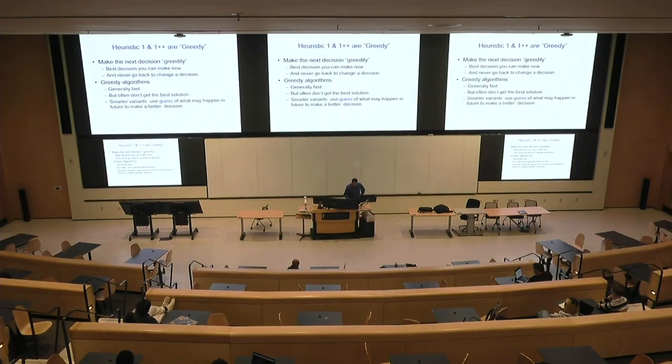So both these heuristics, 1 and 1+++, are what are called greedy algorithms. They make the next decision greedily. They do whatever seems best without changing any prior decision. They never go back and change a decision. So greedy algorithms are generally fast, which is good. They often don't get the best solution. They actually can sometimes.